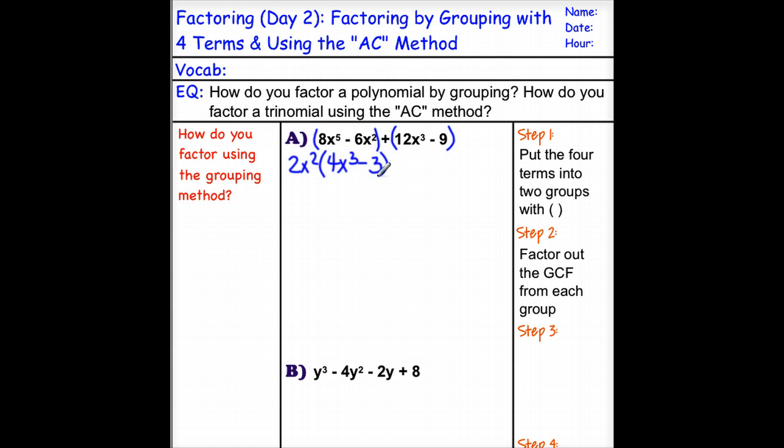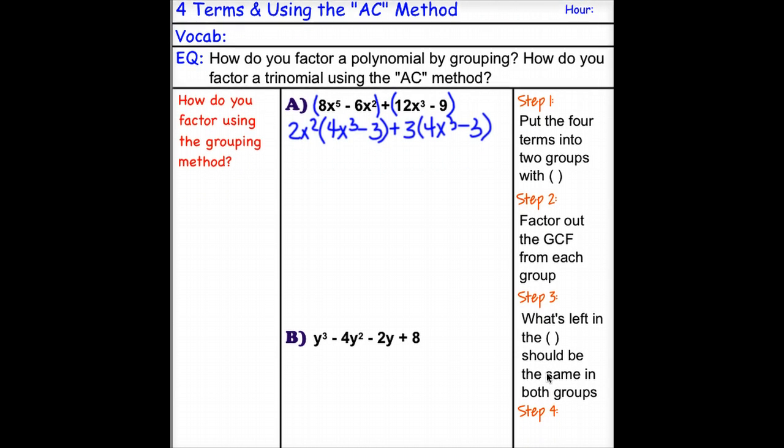Then I look at the second part, and I see that 9 and 12x cubed have a 3 in common. And so when I do that, I'm left with 4x cubed minus 3. So our step 3 is saying that what's left should match, and in our case it does.